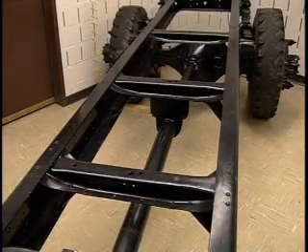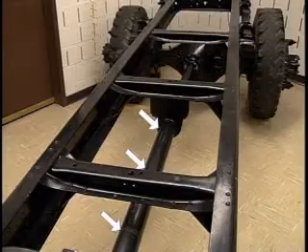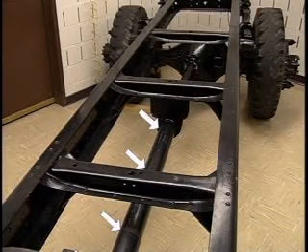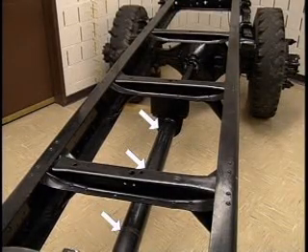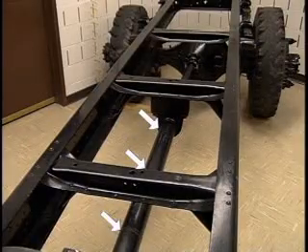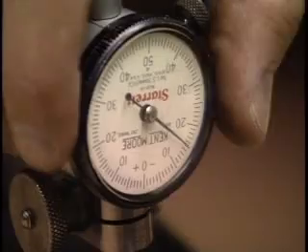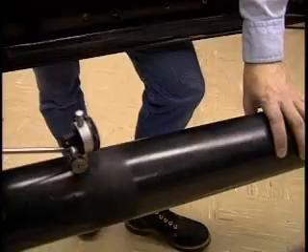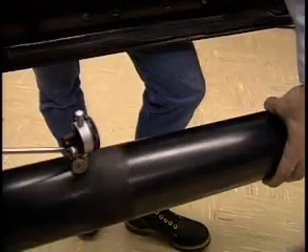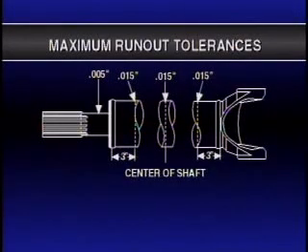Use a dial indicator to check runout at 3 different positions along the shaft. Check the runout at each of these points in this manner. Attach the indicator to the frame. Zero the needle. Rotate the shaft and read the dial. A diagram that illustrates the allowable tolerances for these 3 measurements is included in the review booklet. If a shaft is beyond allowable tolerances, it should be replaced.